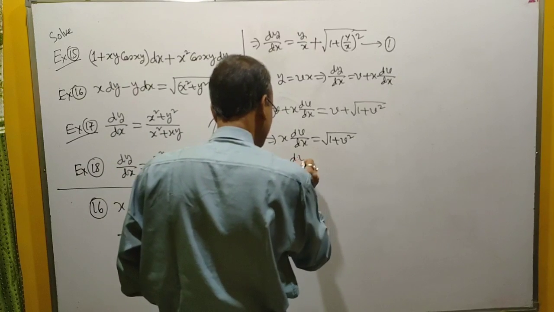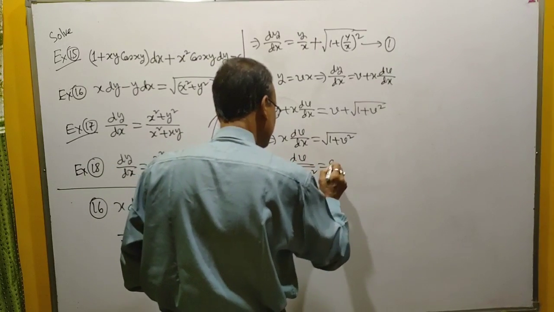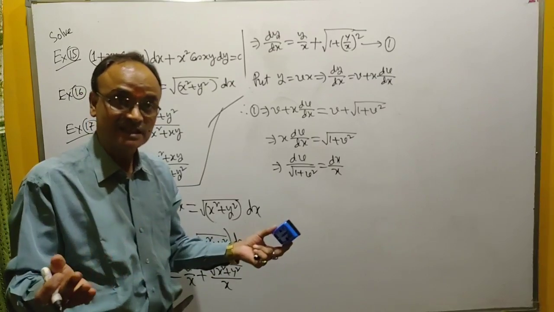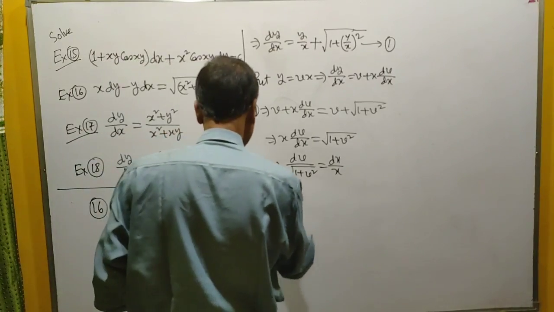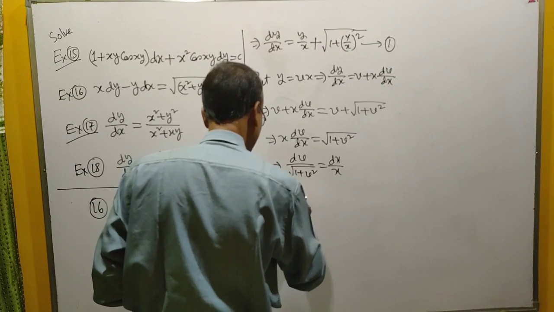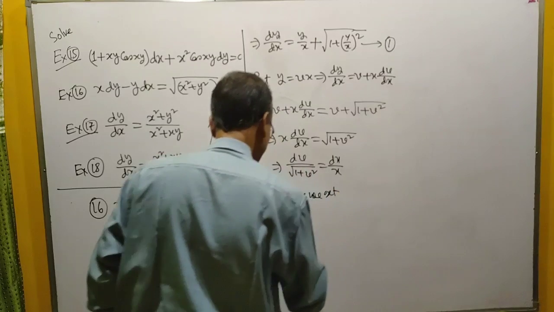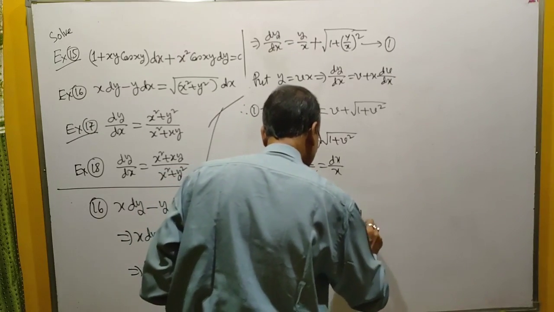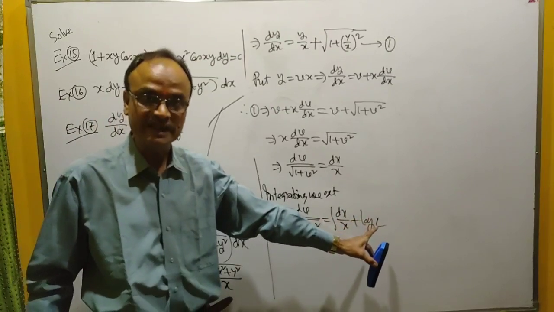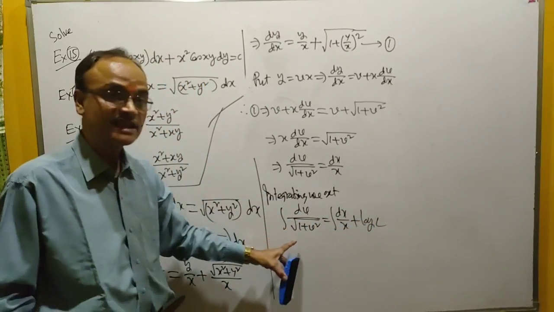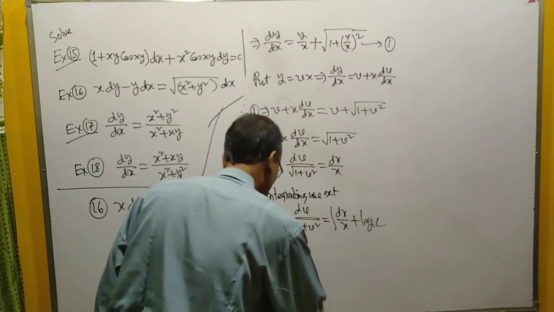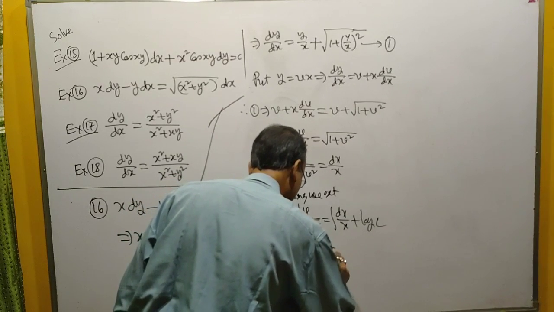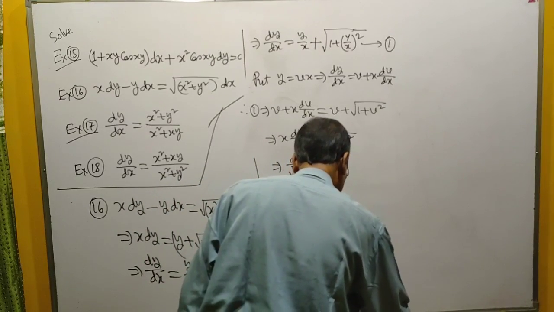Separate the variables. If you separate the variables, you will get dv by root over 1 plus v square equal to dx by x. Thus the variables have been separated. Integrating, we get integration of dv by root of 1 plus v square equal to integration of dx by x plus log c, where log c is the constant of integration. The integration of 1 by root of 1 plus v square is log of v plus root of 1 plus v square, equal to log x plus log c.